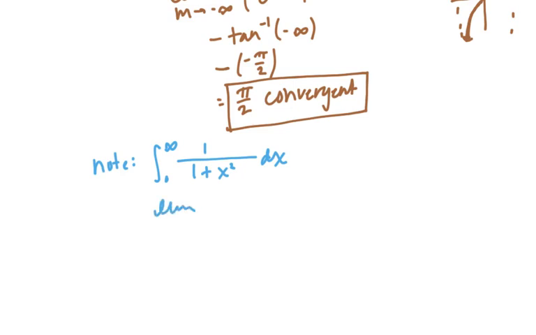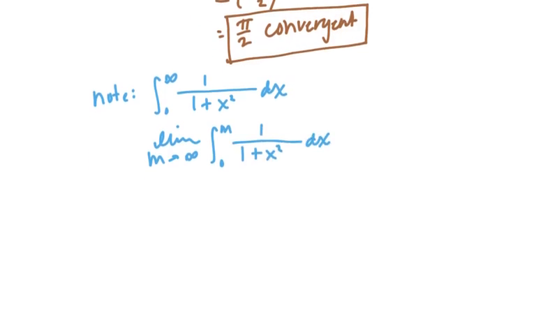So we need to write the limit as m approaches infinity. We have the integration from 0 to m, 1 over 1 plus x squared dx. We're going to, again, use that same inverse tangent formula where a equals 1. So we have the limit as m approaches infinity. And we have 1 over a, so that's just 1. Inverse tangent of x over a, so that's just x, from 0 to m.